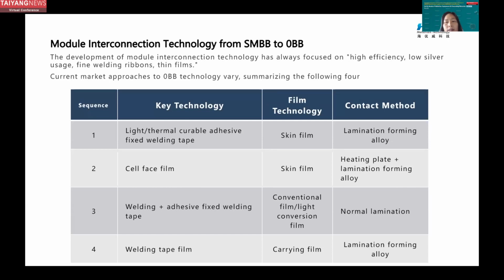The third is the welding of the tape and then fixing it with adhesive, which can be achieved by normal lamination with a conventional film or conversion film. The fourth one is the technique of welding tape, lamination plus carrier film.